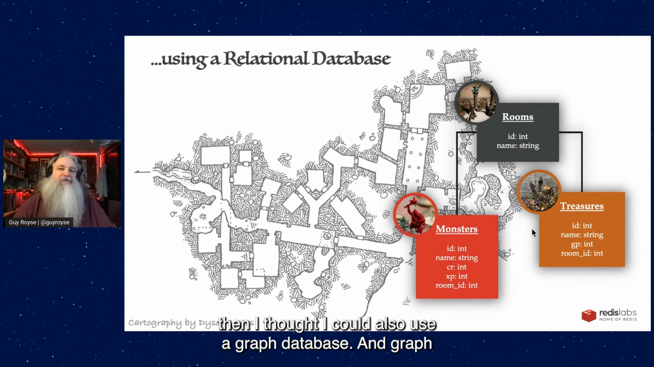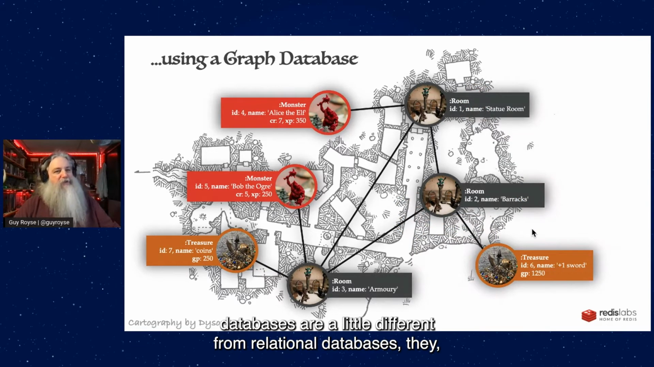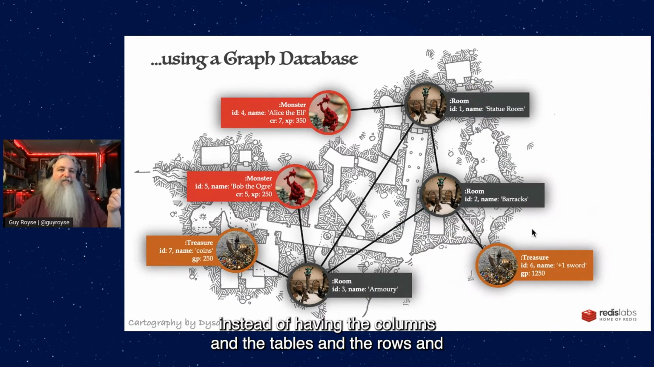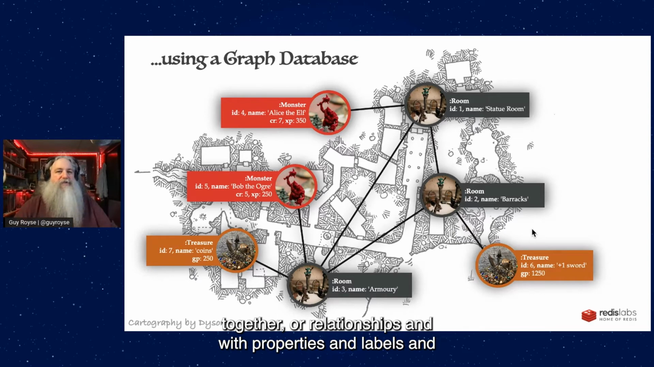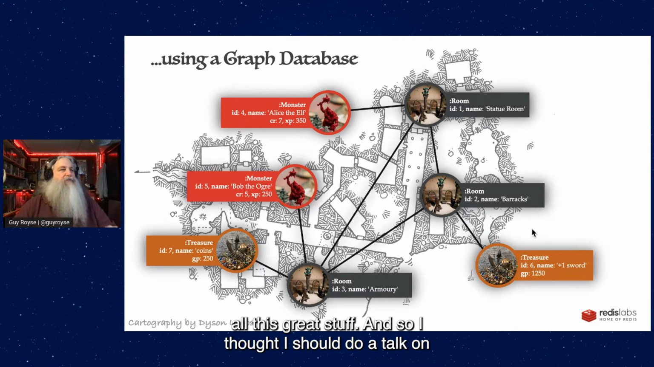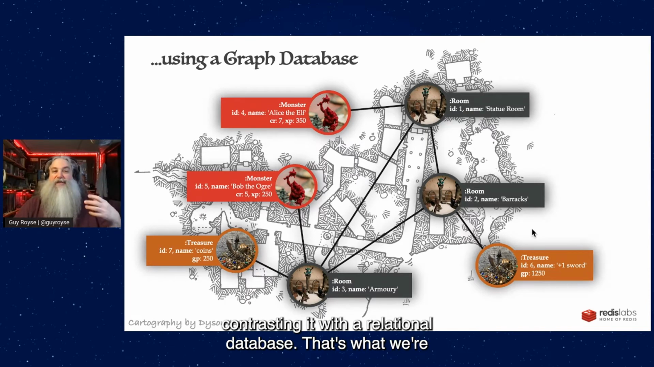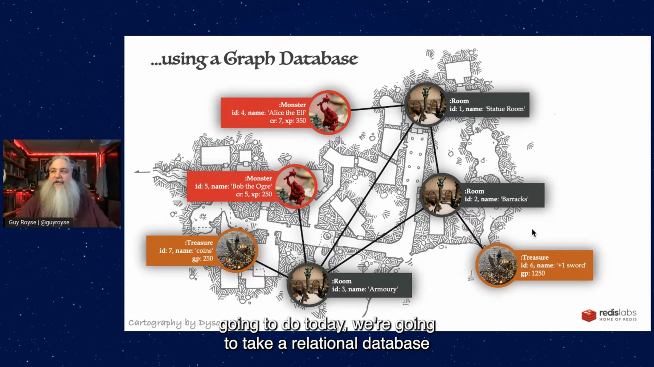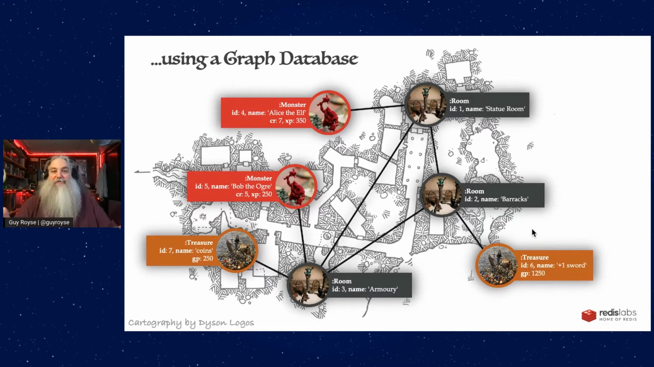But then I thought I could also use a graph database. Graph databases are a little different from relational databases. Instead of columns, tables, and rows, they've got nodes and edges that connect them together, or relationships, with properties and labels and all this great stuff. So I thought I should do a talk on this, about what a graph database is by contrasting it with a relational database. We're going to take a relational database, contrast it to a graph database, and hopefully you'll learn about graph databases.